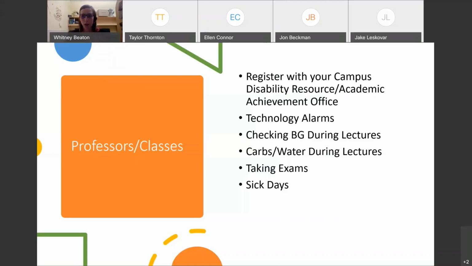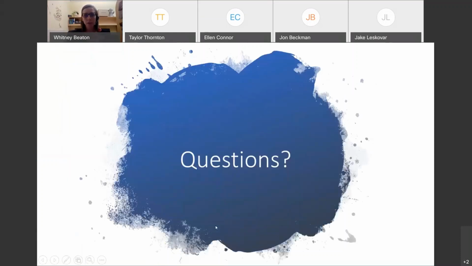Things that you may also want to think about are technology alarms. So will your CGM or your pump be beeping? How will they handle your cell phone if that's your CGM receiver? You're probably familiar with these things from your high school tests as well. You also want to have the ability to check your blood sugar during lectures, or to have carbs or water during those lecture times. Also taking exams, right? So having those accommodations around when you wouldn't need to take an exam because your blood sugar is out of range. And then if you're sick, to be able to reschedule those.